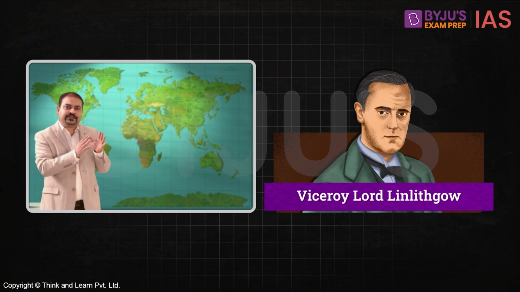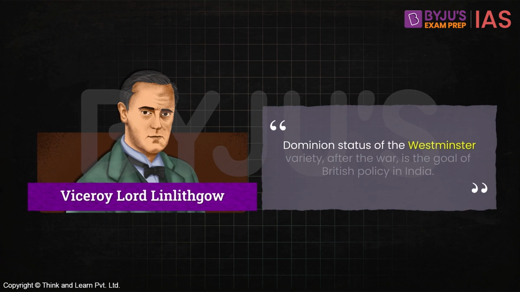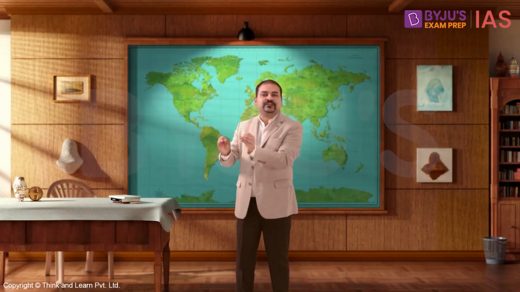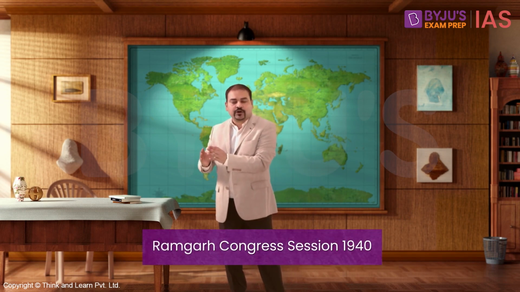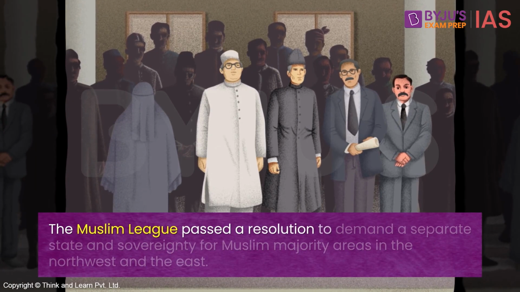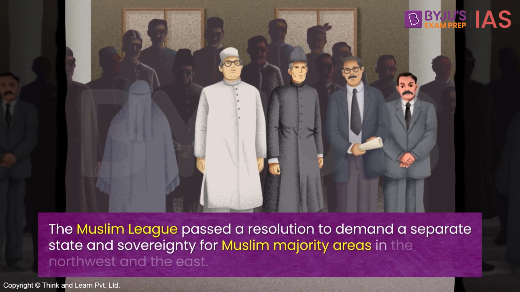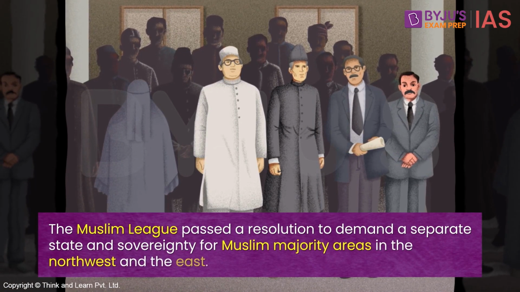However, in January 1940, the then Viceroy stated that Dominion status of the Westminster variety after the war is the goal of the British policy in India. Congress did not want to accept anything less than complete independence for the country, and declared that they wouldn't support the war efforts of the British in the Ramgarh session of the Congress in 1940. On the other hand, at Lahore, the Muslim League also passed a resolution to demand a separate state and sovereignty for the Muslim majority areas in the northwest and the east parts of our country.